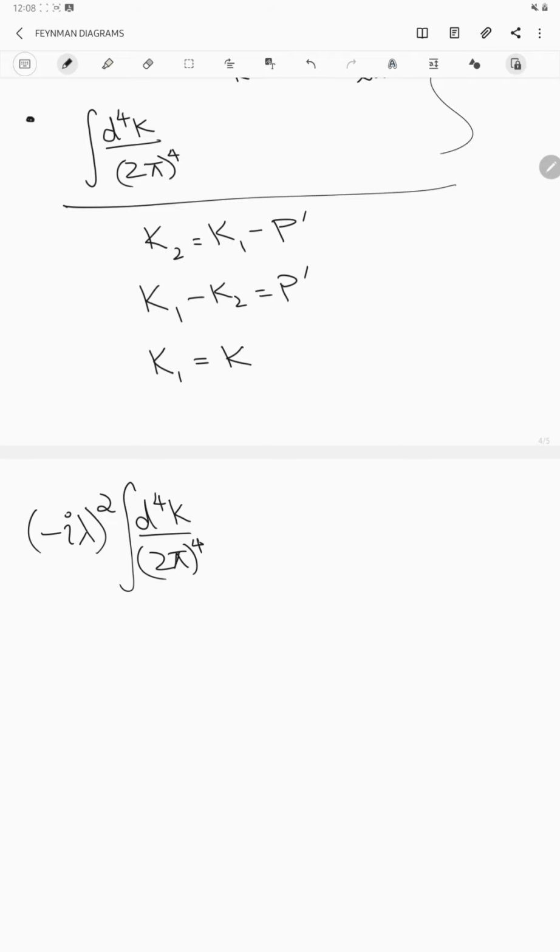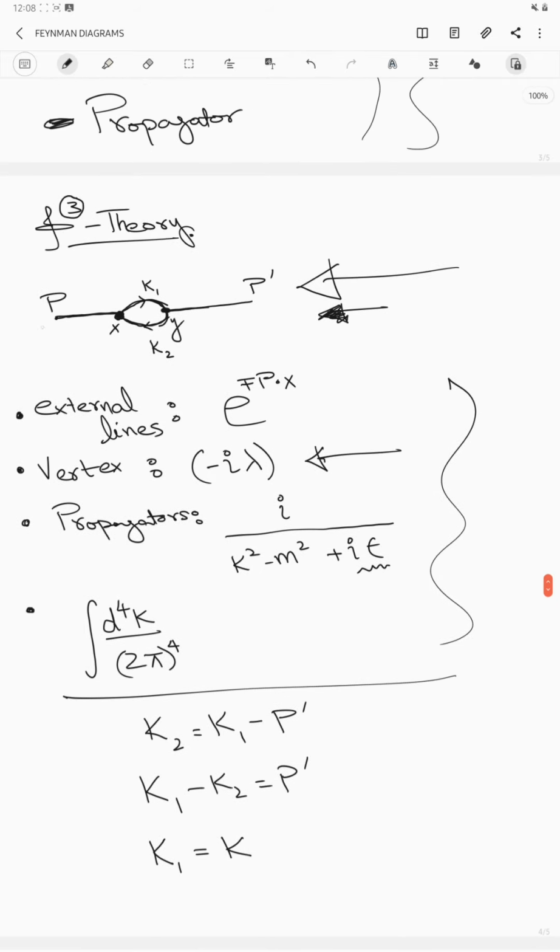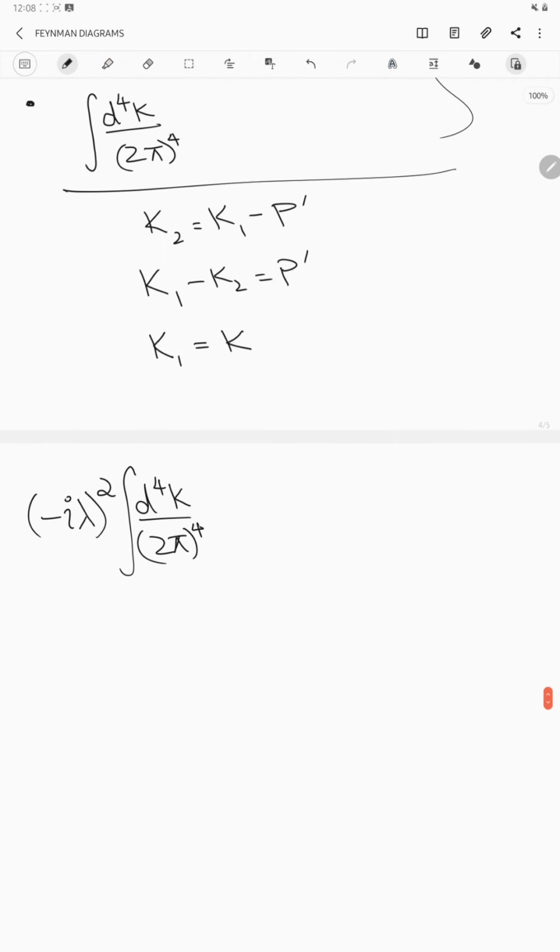Now you can see that you have this external line. Associated with it is the momentum P and the vertex X. So according to this rule, I put exponential negative iota P dot X.